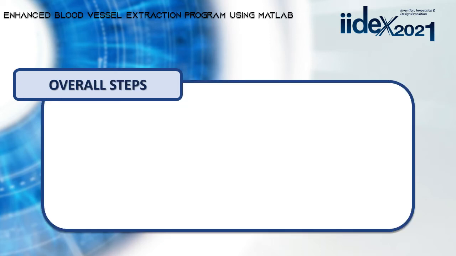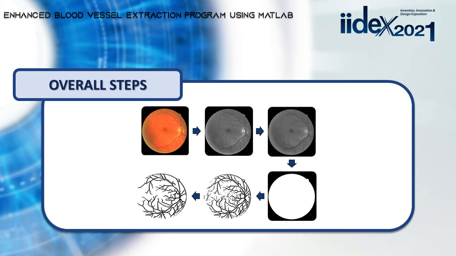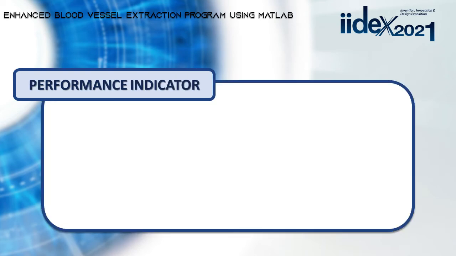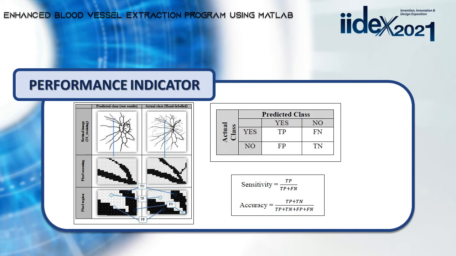The figure shows the overall steps of the enhanced blood vessel extraction program, which indicates each of the steps as mentioned in the methodology. Because this project used the database from STARE, we are able to get the performance indication of this project by comparing the results of the program and the actual result from the database. This brings attention to the true positive, false positive, true negative and false negative, which are directly related to the pixelation construction of both images. The indicators for the performance are the sensitivity and accuracy.